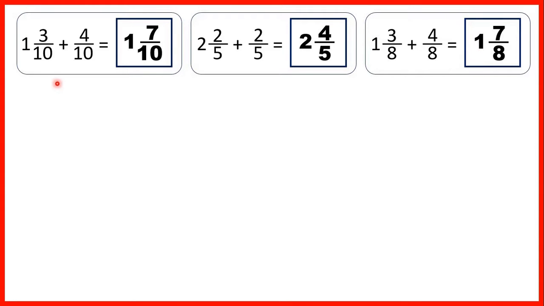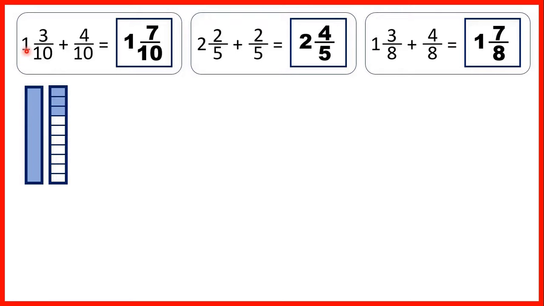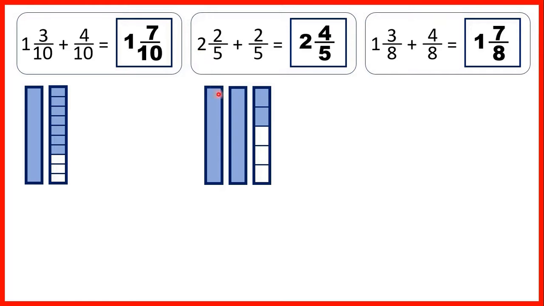And to show what we did, first we started with 1 and 3/10, so 1 whole and 3/10, and we were adding 4/10. When we put what we have together, we get 1 7/10 as our answer. Then we had 2, so 2 wholes and 2/5, and we were adding 2/5. Put that together, and we got 2 4/5 as our answer.